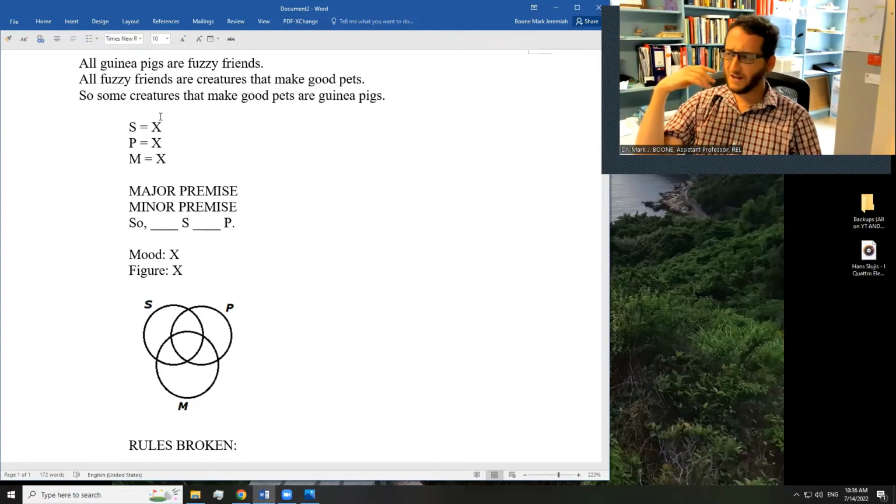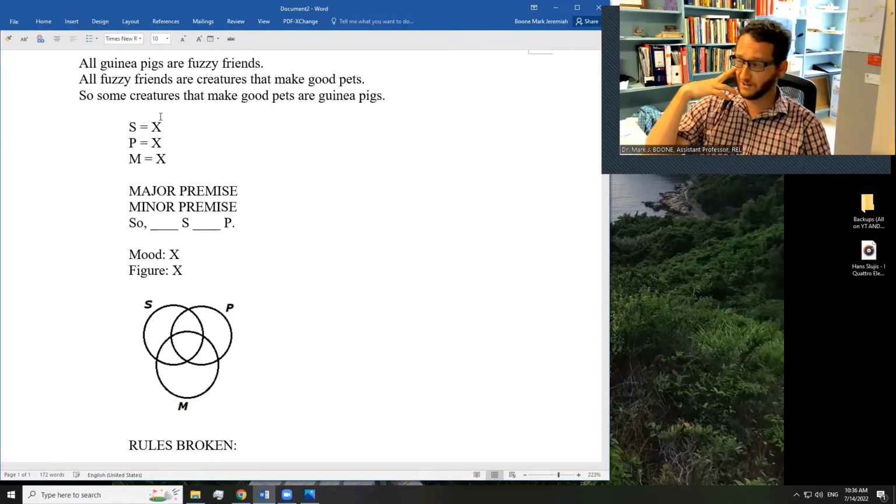Now, as far as testing arguments for validity is concerned, the 6 rules method, the Venn diagram method, or the mood figure method is perfectly fine all by itself. We learn 3. It's normal to learn 2 or 3 in a logic class. That's what I'm doing in this series. It helps us understand how categorical syllogisms work better to have 3 methods.